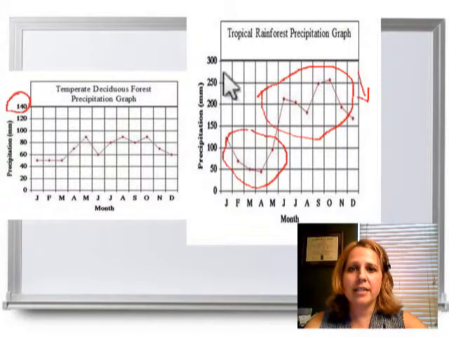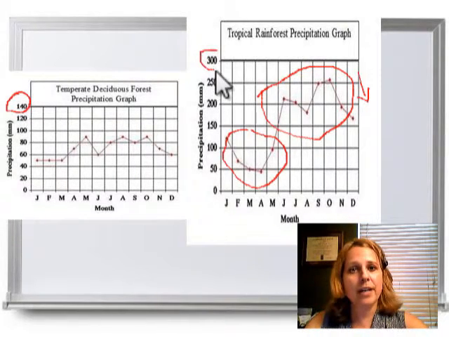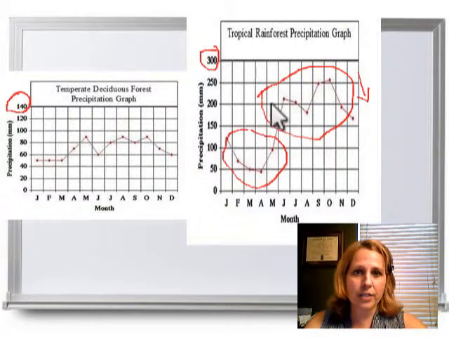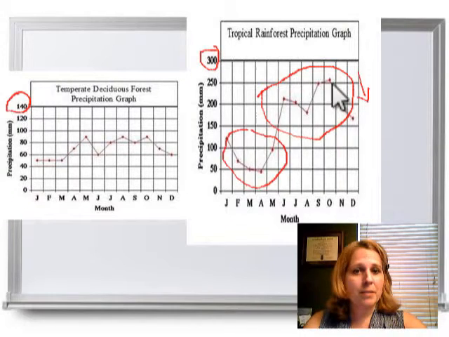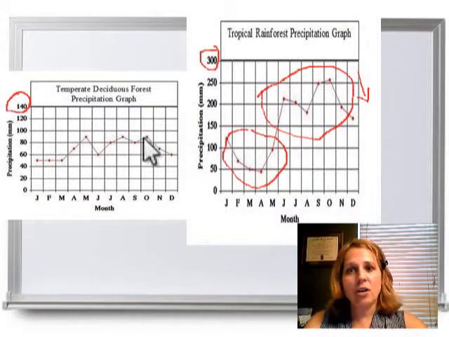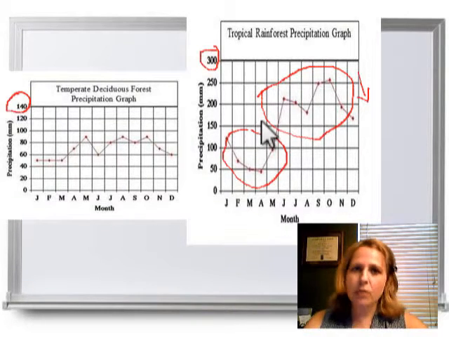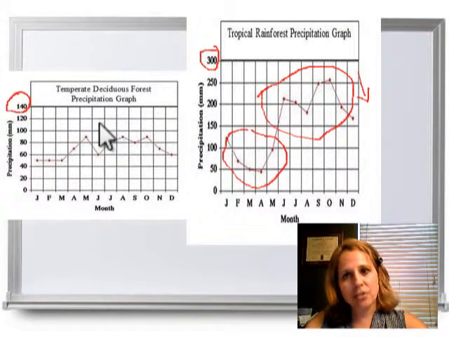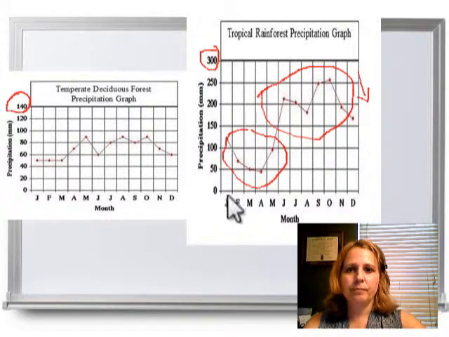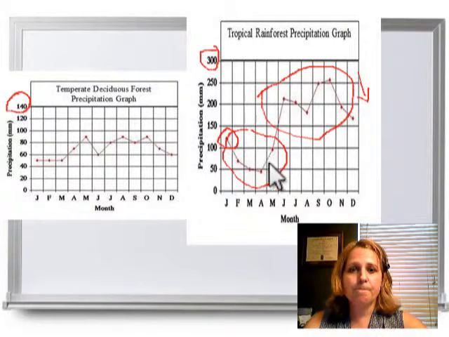Now you may have noticed something else about this graph, where we only have 140 millimeters here on the deciduous forest. The tropical rainforest goes all the way up to 300. So you have greater than 250 millimeters of rain in the fall. So that is quite a difference. So you can see right here from these graphs that the tropical rainforest produces a lot more precipitation than a deciduous forest. So in January alone, you have over 100 millimeters of rain.